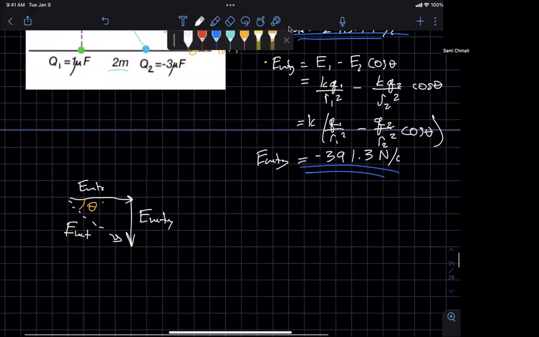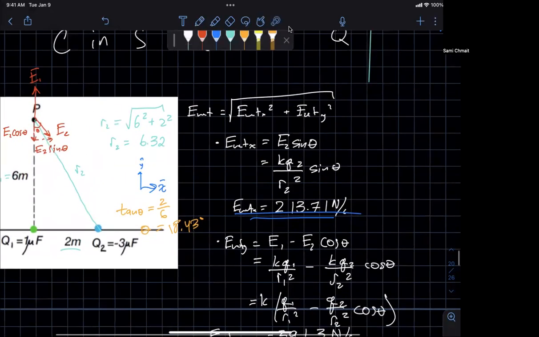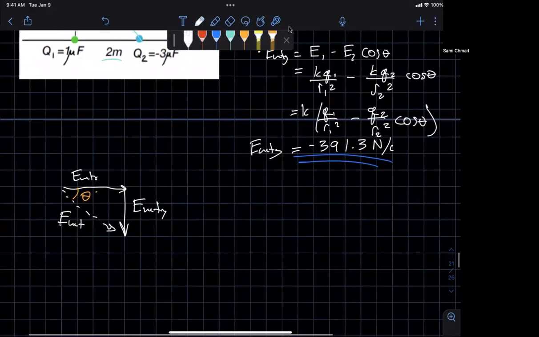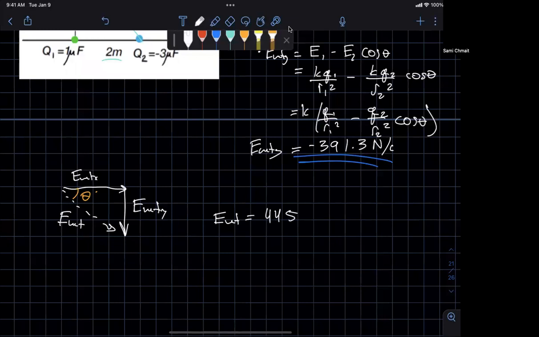Okay. Again, we talked about how to solve for E net up here. So you just got to plug everything in, do the square roots, end up solving for E net is going to be equal to 445.5 newtons per coulomb.